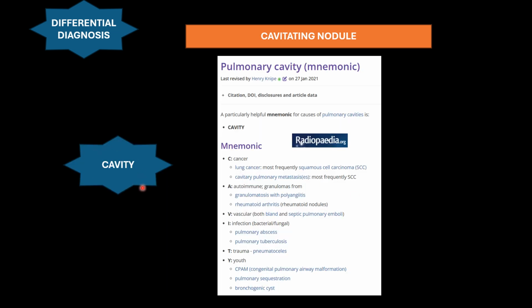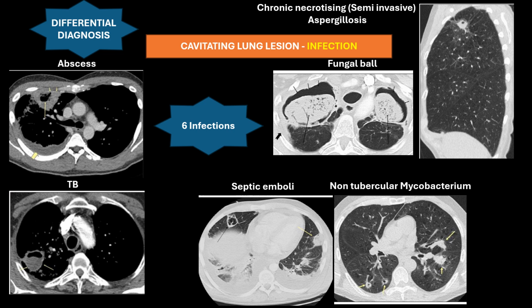We remember it by the word CAVITY. What is the differential for a cavity? It is going to be CAVITY: cancer, autoimmune, vascular, infection, trauma, and youth. So in the exam, please start discussing your differential diagnosis with infection, which is more common when compared to cancer. So which is what we'll be doing right now.